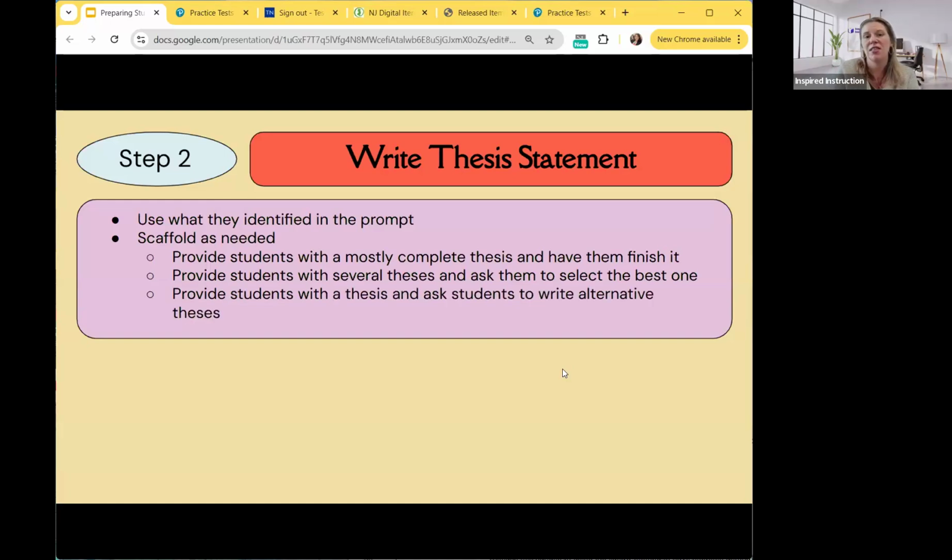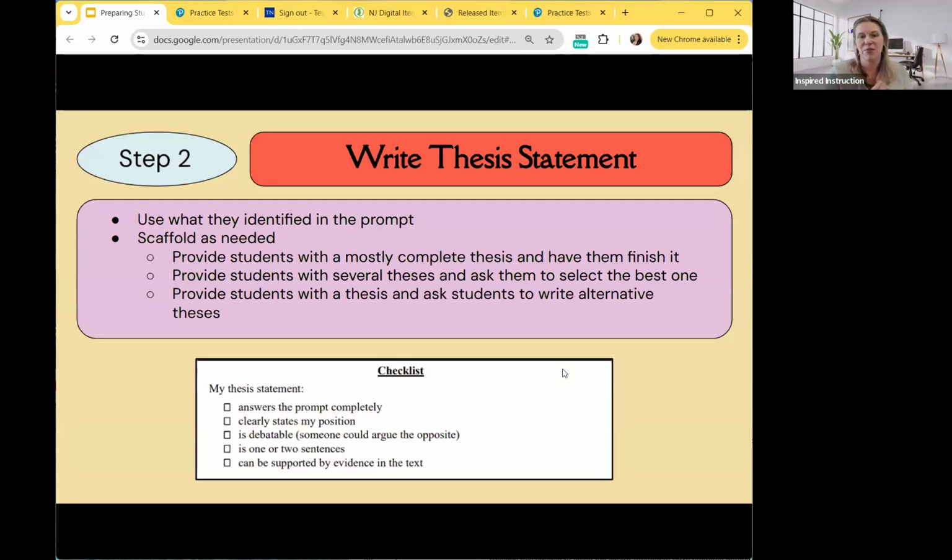You could provide students with a thesis and ask them to write an alternative one. I used to have my kids swap. They would write one and then they'd swap it with somebody else, and the other person would edit it and then they'd swap it. And eventually we'd try to get to one cohesive, conclusive one of this is the perfect thesis that we would use if this was our essay topic.